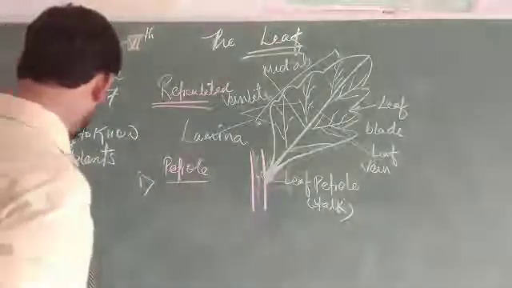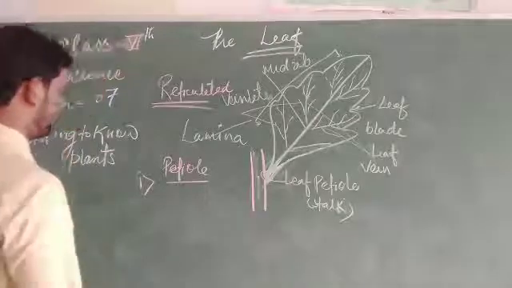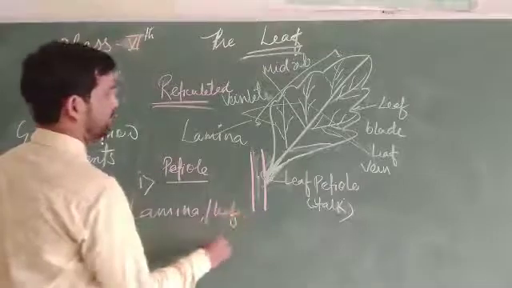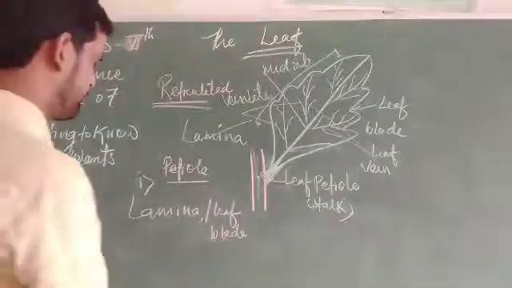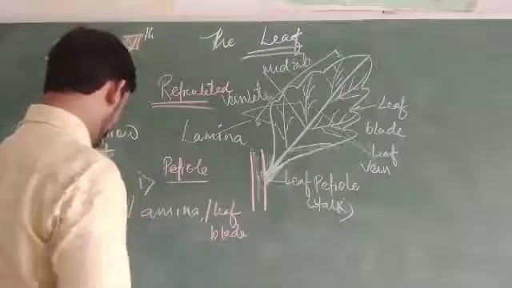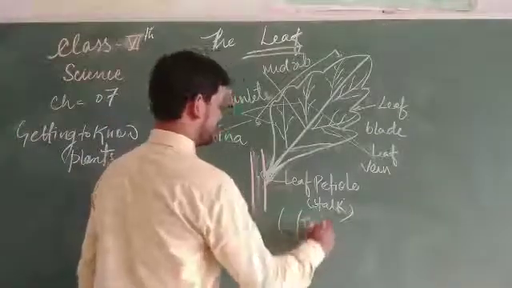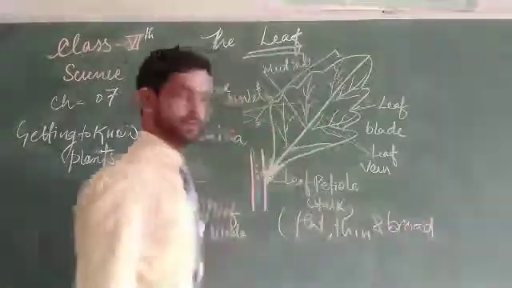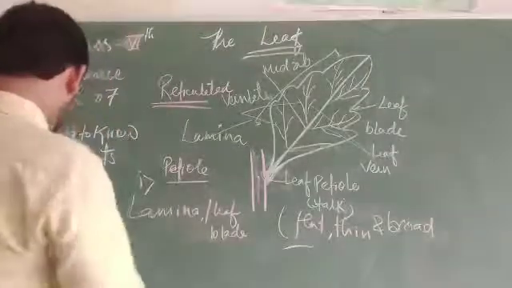Next is the lamina, or leaf blade. What is the lamina or the leaf blade? The leaf blade or the lamina is the flat, thin and broad portion of a leaf. Flat, thin and broad portion of a leaf is known as the lamina, which is responsible for what?